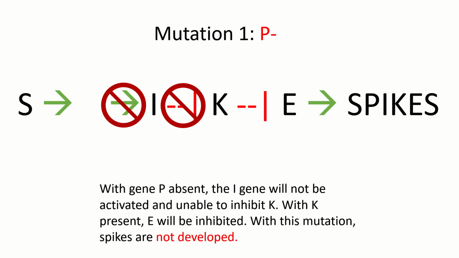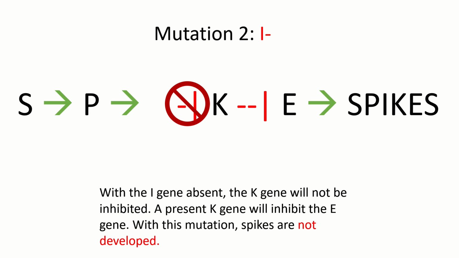Our first example mutation is a single mutation of the P gene. With the P gene absent, the I gene will not be activated, and therefore it will be unable to inhibit the K gene. Since the K gene is not inhibited, it will be free to inhibit the E gene, and when the E gene is inhibited, the spikes will not be developed.